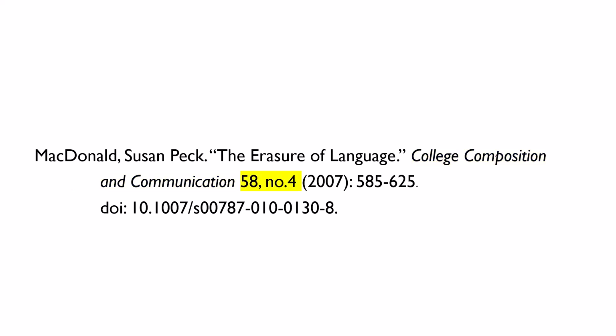The next element is the volume, issue, and number. The volume number is simply written down without any other information. The issue number is denoted with the abbreviation of NO period for number. There is a comma between the volume and the number.